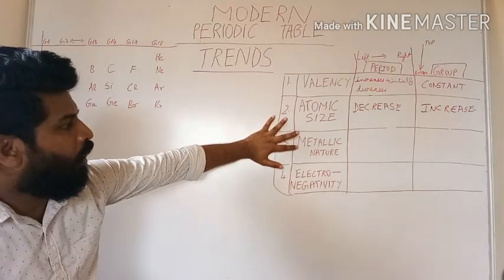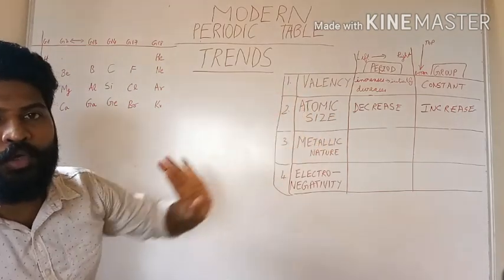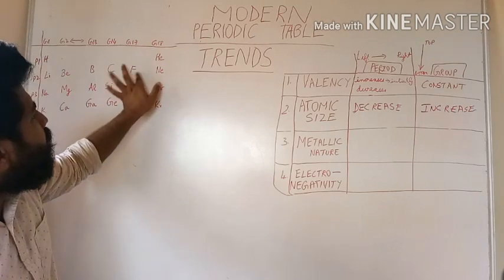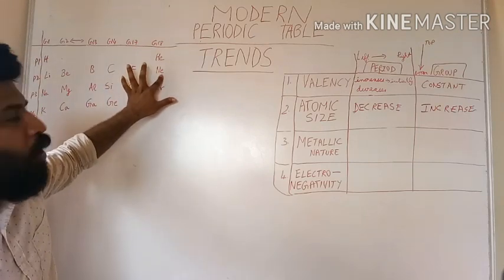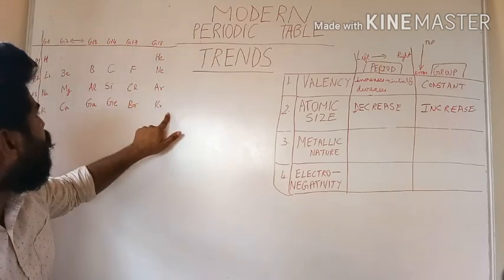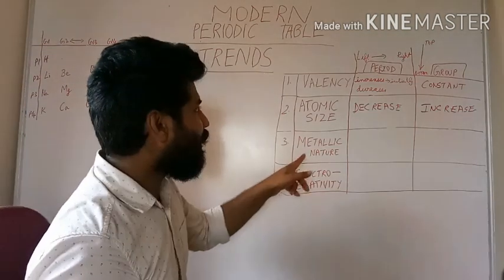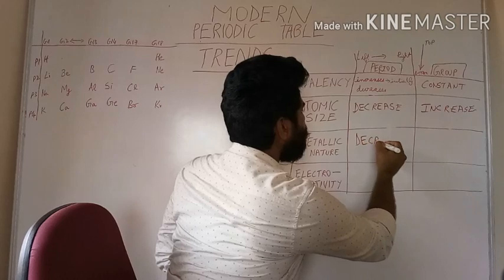How does metallic property change in a period and in a group? On the left we have the metals, on the right we have carbon, fluorine, neon, all are non-metals. Chlorine, argon, non-metal. Bromine, krypton, non-metal. Potassium, calcium, metals. So metallic property will decrease in a period.